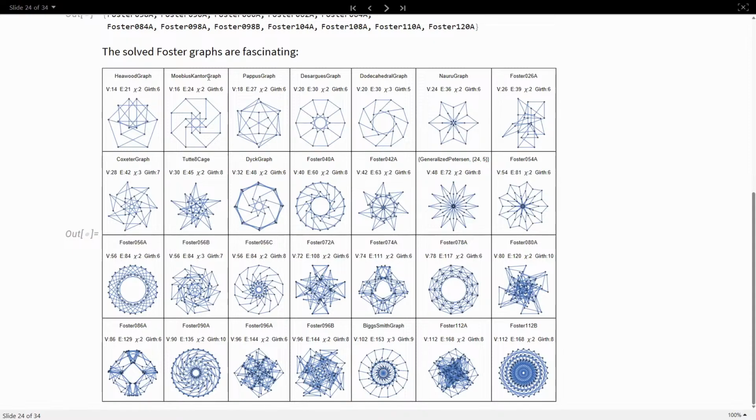The Möbius-Kantor graph is similar, also the Pappus graph, and the Desargues graph. There's something I've forgotten here, but I believe these first few graphs are cages. I'll need to catch up on my facts a little later. So these are our unit distance embeddings for these famous graphs.